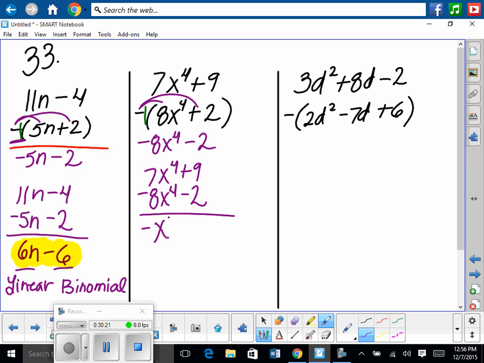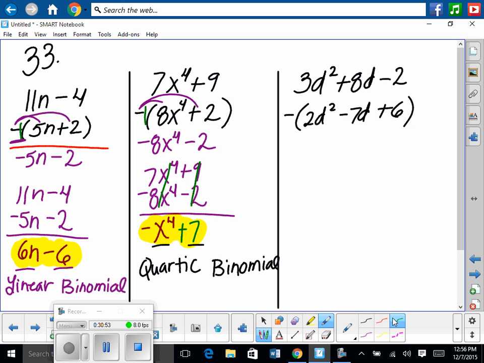Negative 1x to the fourth, so I'm going to write negative x to the fourth. And then I just added up those, that's negative 1x to the fourth, and then 9 minus 2 is plus 7. So we're going to name it now, and we look at the highest degree. The highest degree is 4, so it would be a quartic. So it's a quartic, 4 quarts in a gallon, quartic, and there's 2 terms, so it's a quartic binomial.